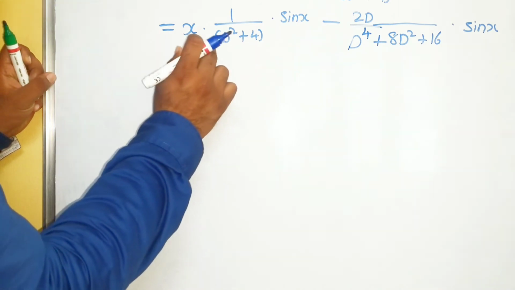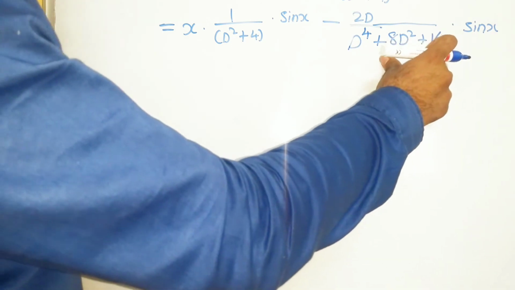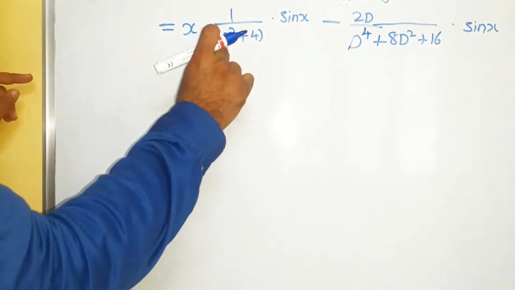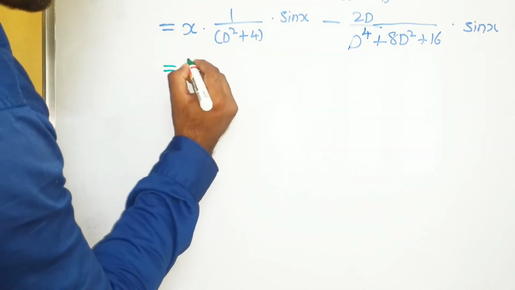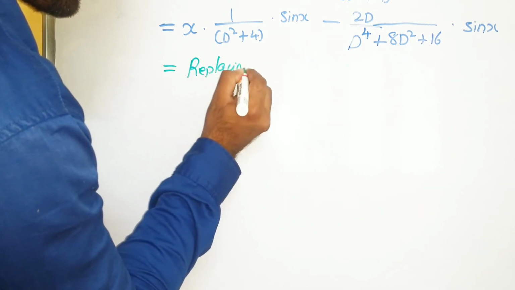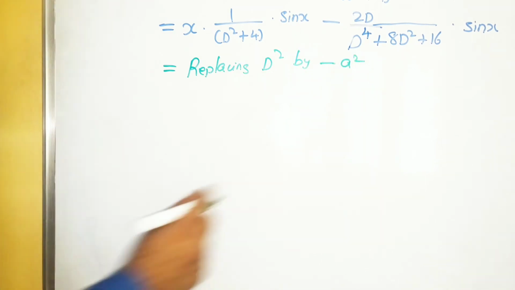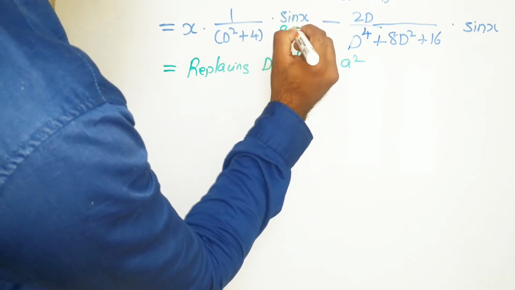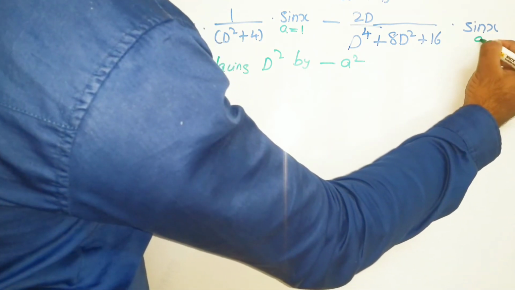Now this is a format of x into 1 by D square plus 4 into sin ax minus 2D by this time into sin ax. So when we have the condition sin ax, we have to replace D square by minus a square. So let me write replacing D square by minus a square. Is it? So here the value of a is equal to 1. Just it is sin x. So a equal to 1. Here also the value of a equal to 1.